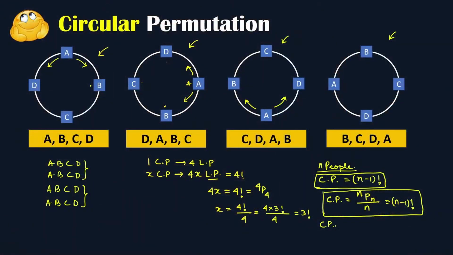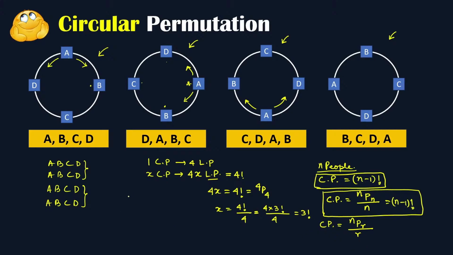Because suppose I say that there are n people, out of which you are taking r people, and you are then arranging them around a round table. In that case, the total number of circular permutations will be nPr divided by r. Is it clear? Have you understood it? Because it is the same thing.